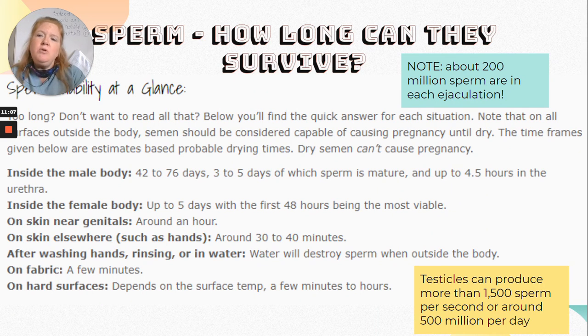It is important to note that once semen is dry, the sperm are no longer viable and cannot result in a pregnancy. So semen on the skin, as soon as it's dry, is no longer viable. On clothing, on sheets, whatever, no longer viable. Once you wash your hands, if you have semen on your skin, on your hand, that will destroy the sperm. So once it dries, the sperm are no longer viable.